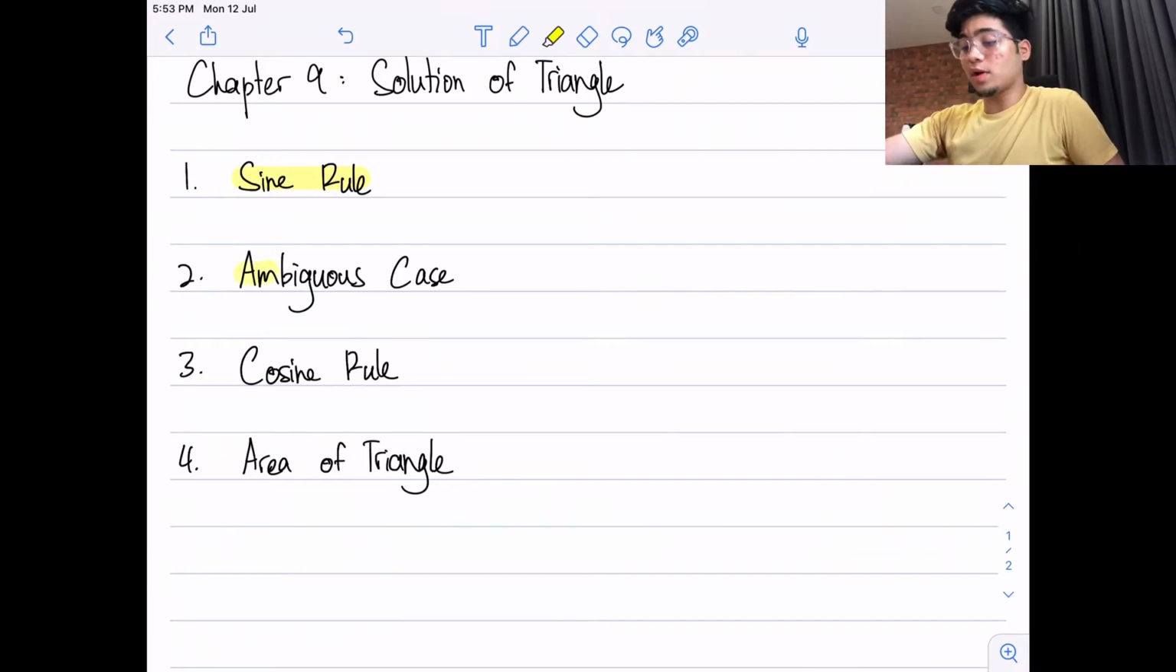And then we're going to be looking into ambiguous case. Basically this one is just going to involve a few drawings, it's quite an interesting one. And then we're going to be looking into cosine rule, another formula for certain situations, and then the area of a triangle, where we'll be seeing two different formulas. It's new ones.